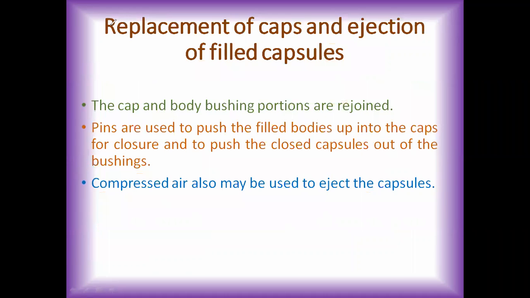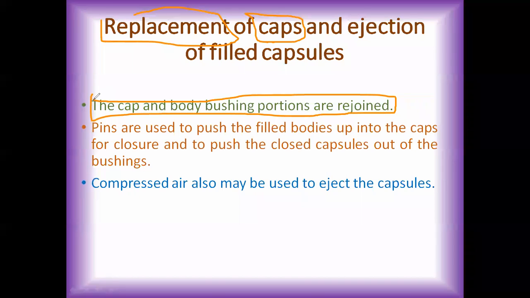Now the next step is replacement of the caps on the body. So the cap and the body bushing portions are rejoined. Whatever bushings we discussed in the second step, where the upper bushing will be holding the cap and the lower bushing has the body. So with the vacuum, we have previously pulled the body part downwards, and later on we have filled the material into it. And now in this step, you will find that we have to replace the cap again.